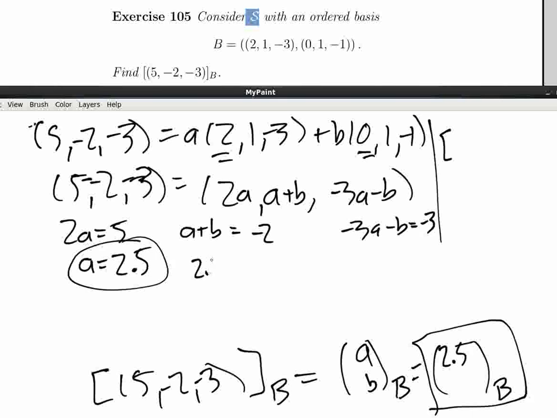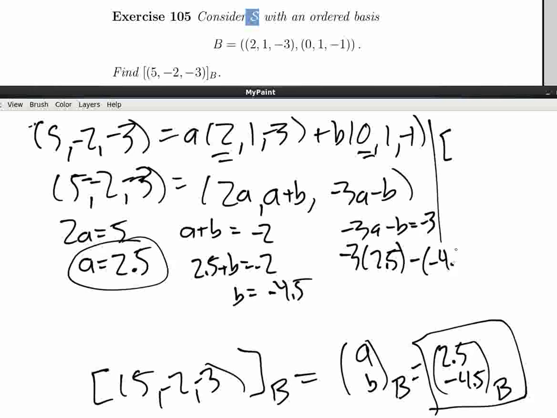So I can plug that in there. 2.5 plus B equals negative 2, so B is equal to negative 4.5. And now I really hope that this ends up working out because I have 3 equations, and I need for this to hold, or otherwise I'm in big trouble. So that's negative 7.5 plus 4.5. Is that equal to negative 3? Yes. So when I have A being that and B being that, all the equations hold.